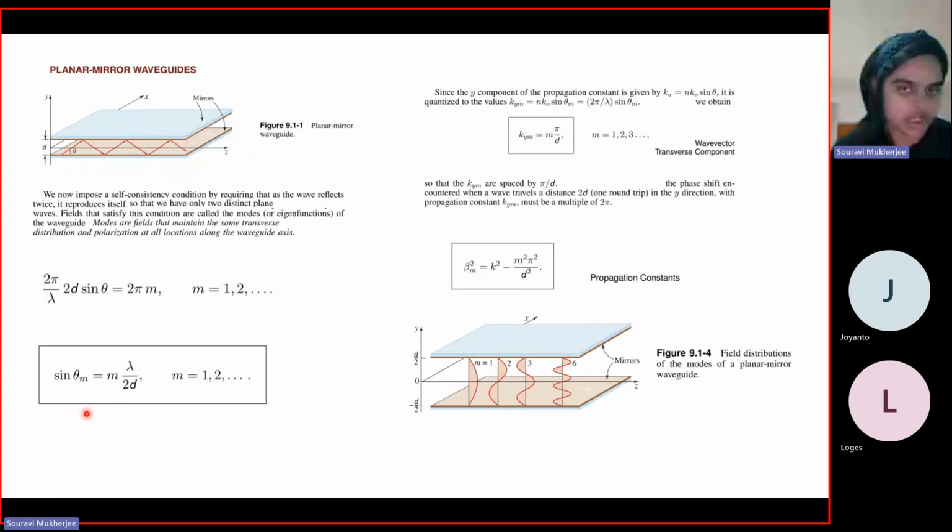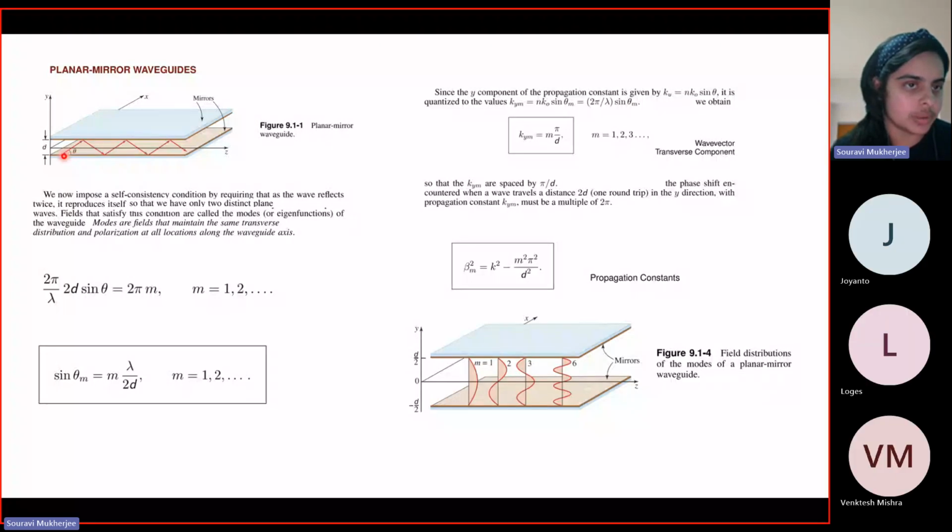Now, given this condition, if you consider a wave, you will have a kx component, a kz component, which is along the propagation direction, and a ky component. When you say ky, that means it's perpendicular to the direction of propagation, right? Theta is the angle of the k vector with the propagation direction. So k cos theta gives you the net wave number in the direction of propagation, and k sine theta gives you the component in the perpendicular direction.